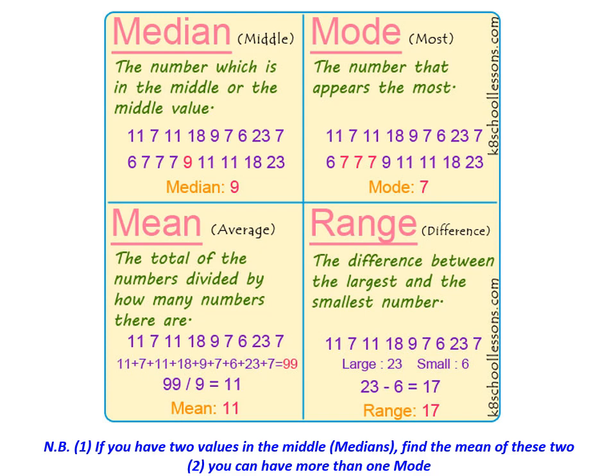The range. What is the range? This is the difference between the largest and the smallest number. Here the largest number is 23 and the smallest number is 6. So the difference between these 2 numbers is 17. So the range here equals 17.